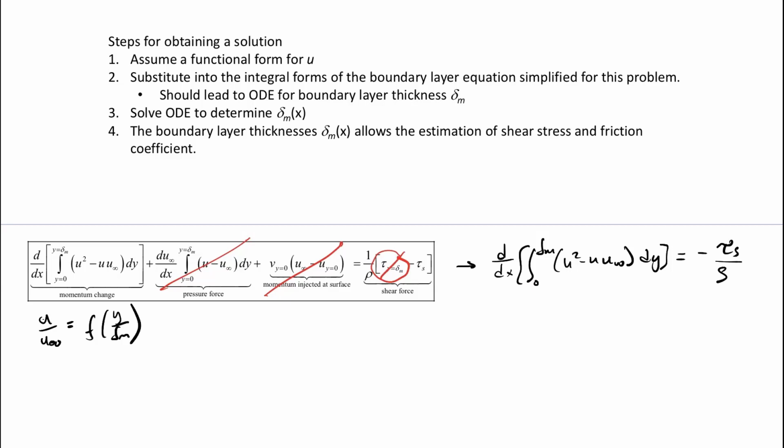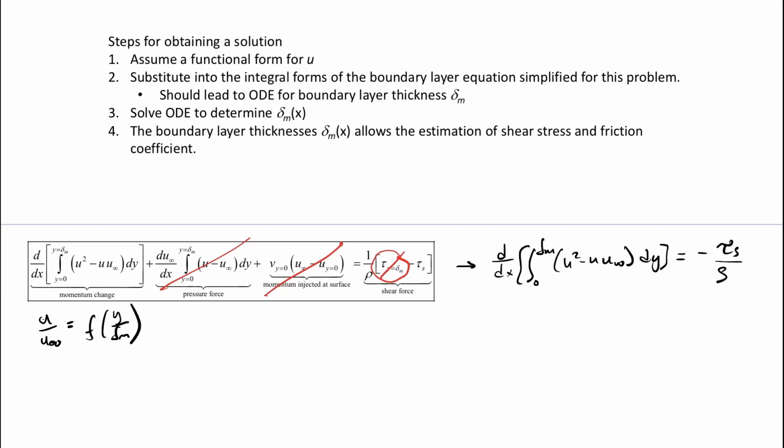The number of things we can enforce about the problem when we have just 2 unknown coefficients is 2. We can force it to do 2 things. If you have more coefficients in there, let's say it's a quadratic or a third order polynomial, you can start adding more things that you can force it to do. Like we could force it to have 0 velocity at the surface. We could force it to have u infinity velocity at the boundary layer edge. There are these things that we can do that force it to be more like the real solution.